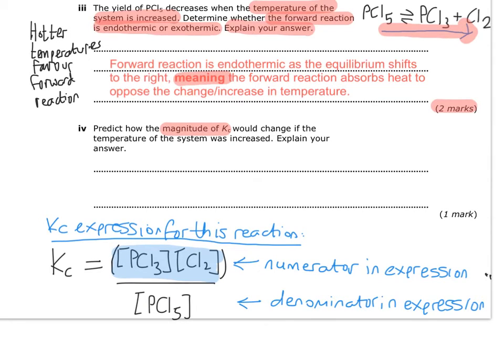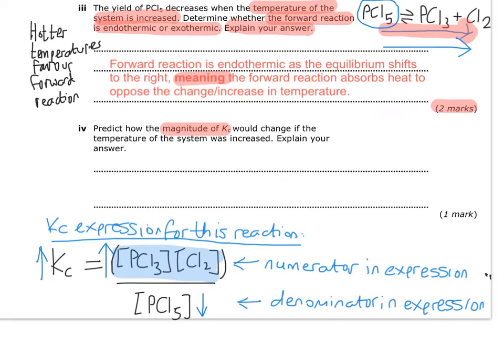Oops, not like that, it doesn't. Like that it does. So if that's being favoured, and the concentration of PCl3 and the concentration of Cl2 simultaneously are getting bigger, that means that whole top half of the fraction is increasing. That must mean that because the reaction is moving to the right, just to remind you again, up in the top right-hand corner, our PCl5 must be going down in concentration. So if the top part, the numerator, is getting bigger, and the bottom part, the denominator, is getting smaller, then that means that Kc itself must be going up in size.